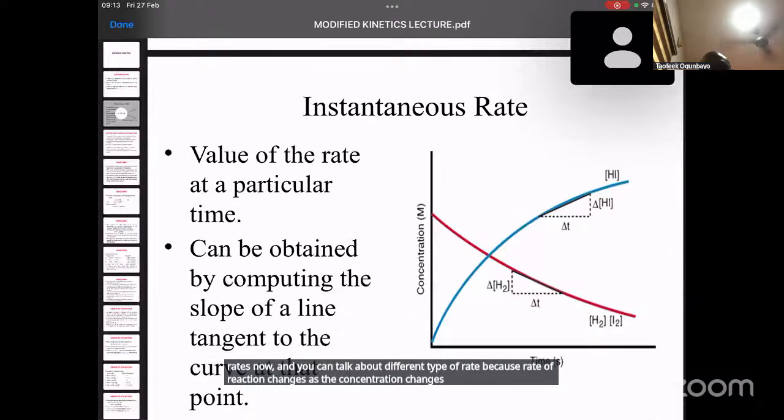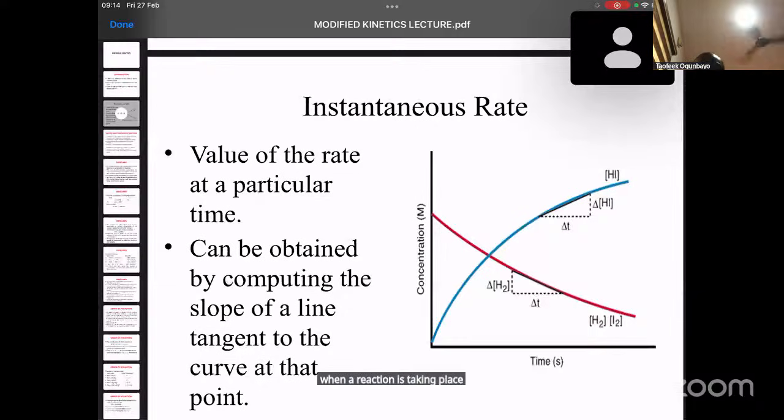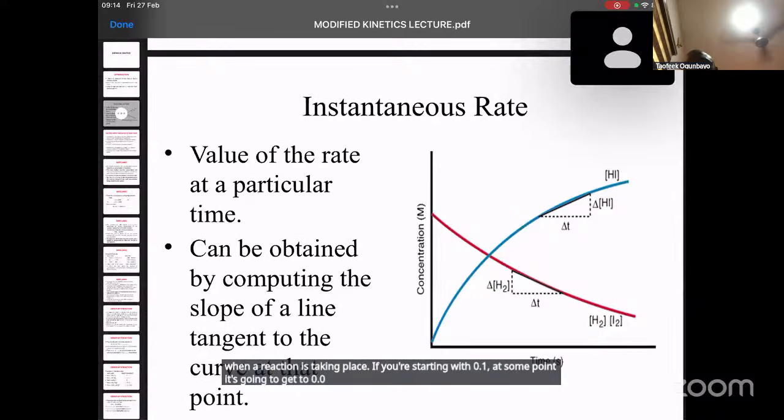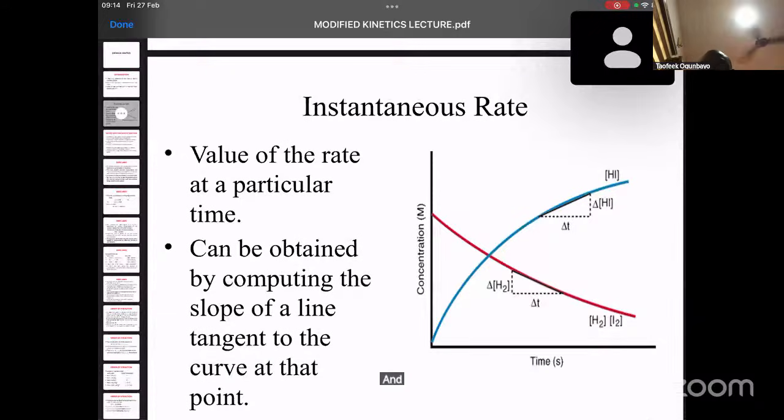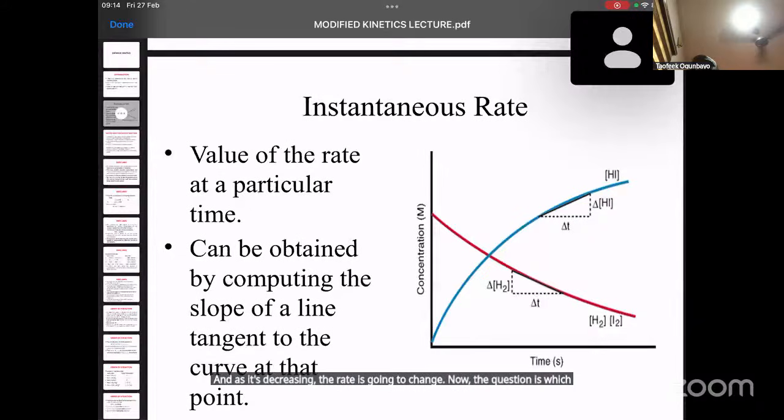And you know that concentration will change when a reaction is taking place. If you're starting with 0.1, at some point it's going to get to 0.09, at some point 0.08, at some point 0.075. So it's going to start decreasing. And as it's decreasing, the rate is going to change. Now, the question is, which rate are you going to use when you're talking about rate of reaction? Which rate is now important?